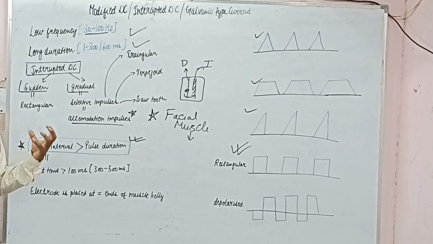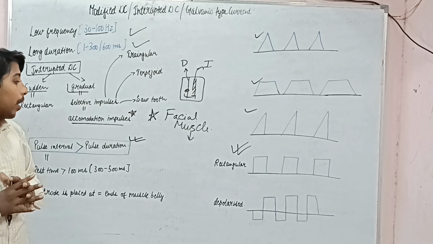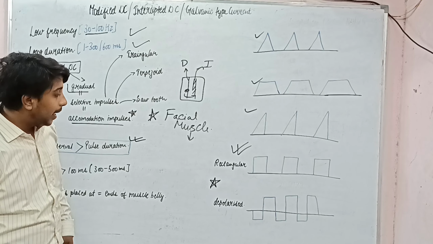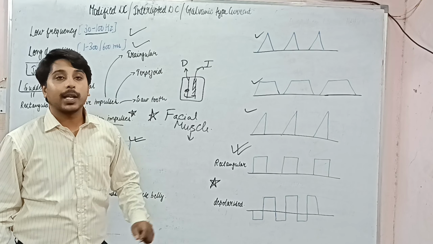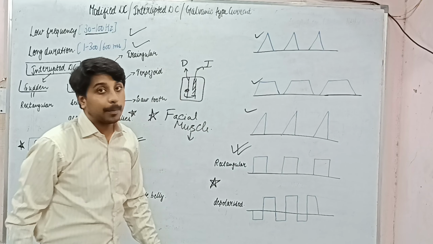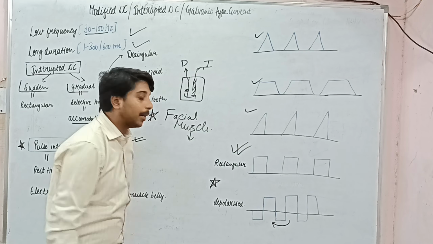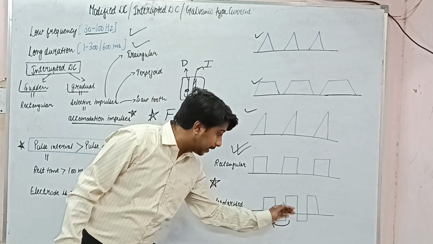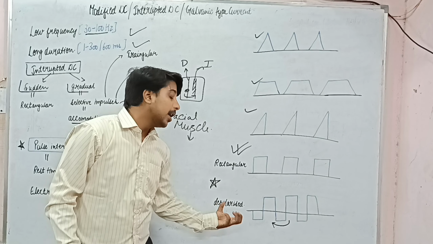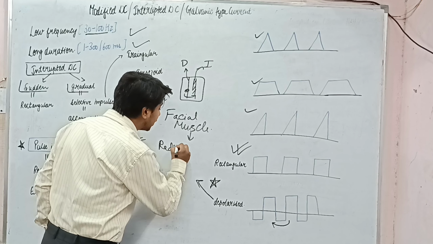Then pulse ka interval should be more than the pulse duration, which means the resting time is more. And the last thing is the depolarized pulse. Okay, so in some modalities there is another option of depolarized pulse. You can see it is similar to rectangular pulses, and in this there is a reverse current. Okay, a slight amount of low intensity reverse current in the second phase. And what is the advantage if we are using depolarized pulses? It helps to reduce the chemical changes under the electrode.